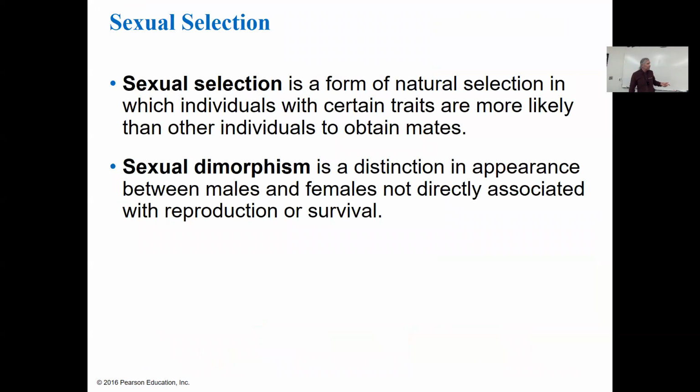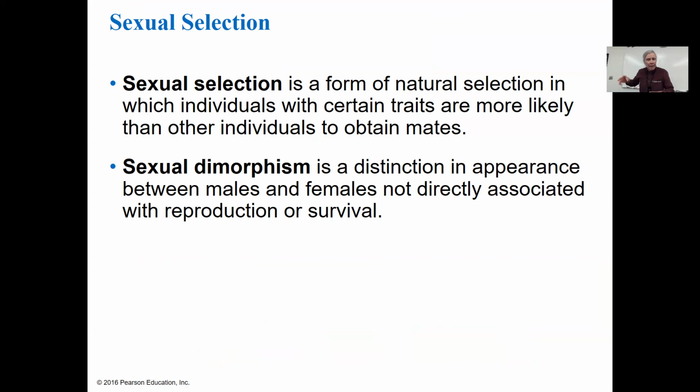Okay, sexual selection. It's a form of natural selection in which individuals with certain traits are more likely than other individuals to obtain mates. And it's usually females who do the selection because they make much fewer gametes than males. Eggs are much more valuable than sperm. And so females are much more discriminating as to who they're going to give these eggs to, while males just want to spread sperm all over the place. You know, it's real cheap, it's real plentiful.